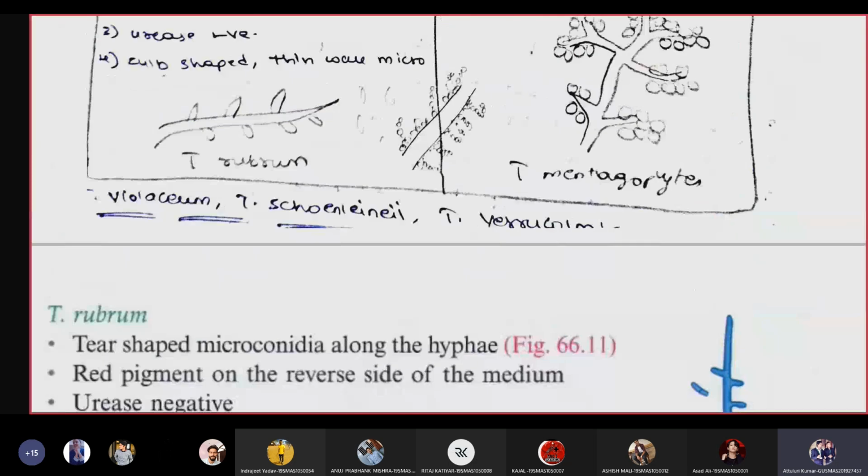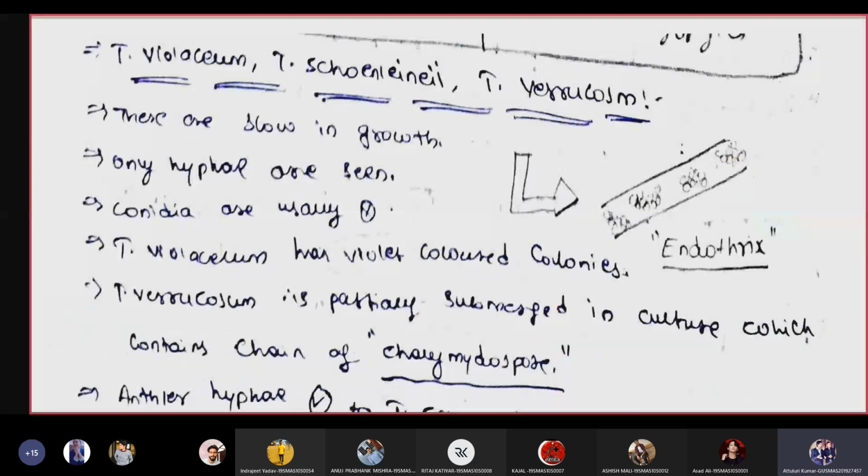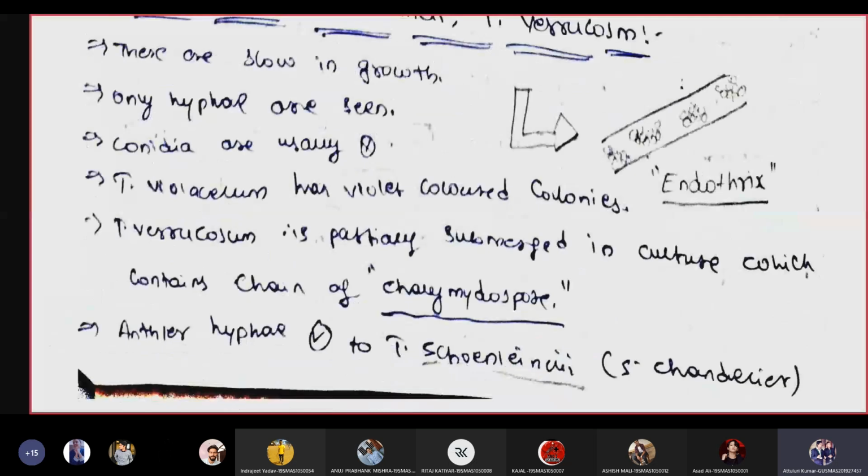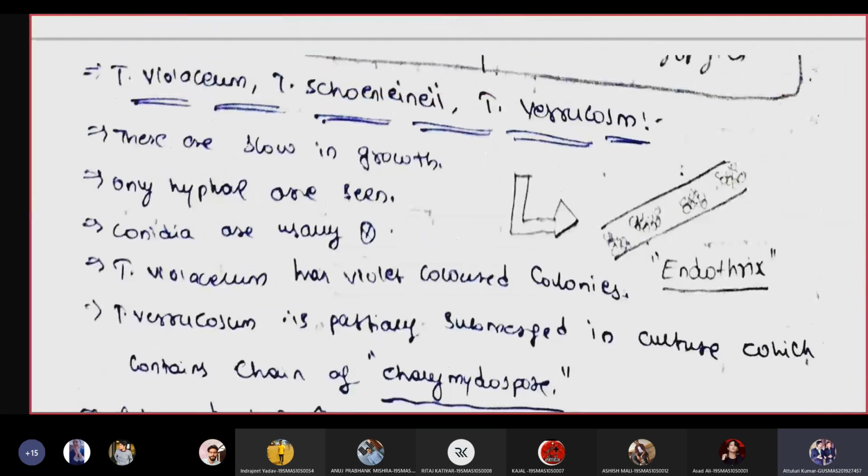Then coming to the other ones, such as T. violaceum, T. verrucosum, and T. schoenleinii. T. violaceum will cause violet colored colonies. T. verrucosum can be identified by the presence of chlamydospores, whereas T. schoenleinii can be identified by the presence of antler hyphae. So this is how you can identify the Trichophyton species.